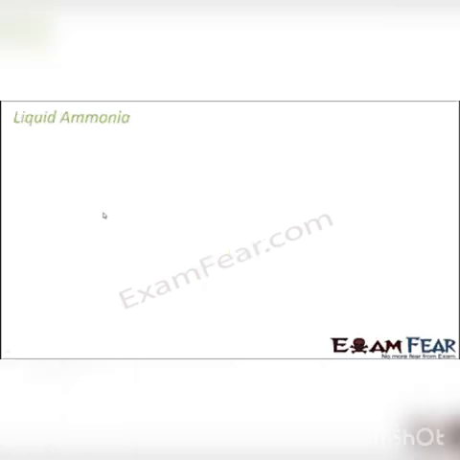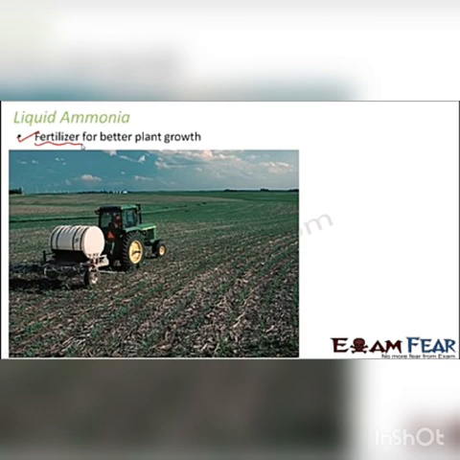Next is liquid ammonia. Liquid ammonia is that colorless layer where we find a lot of dissolved ammonia. It acts as an excellent fertilizer for better plant growth. Now, I hope all of you know what a fertilizer is. These are substances which, when added to the soil, enhance the productivity of the plants. Because for better growth and development, what do plants need? They need several nutrients, several minerals, a lot of things which can help in their growth, and all these things are present in the fertilizers.